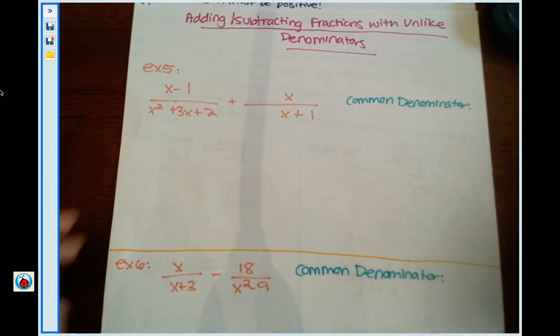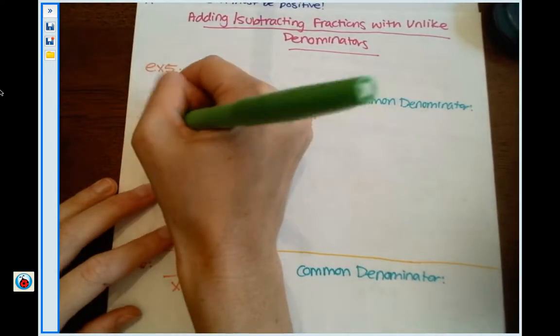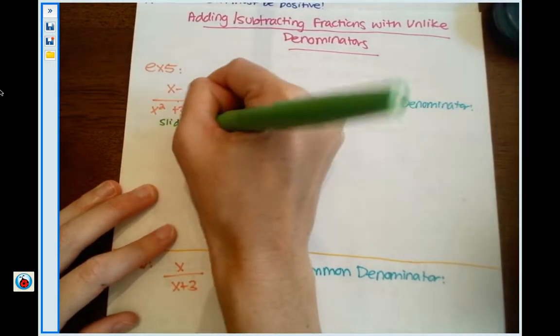So I have 3 terms. What's the only factoring technique that we can use when we have 3 terms? You guys are so smart. It is slide and divide. So guess what? On this one, I'm going to be sliding and dividing. Slide and divide.